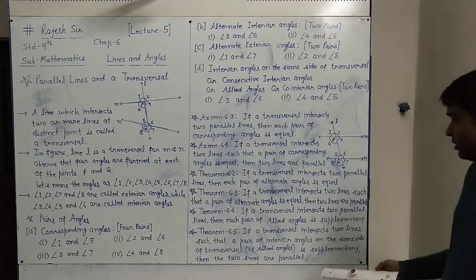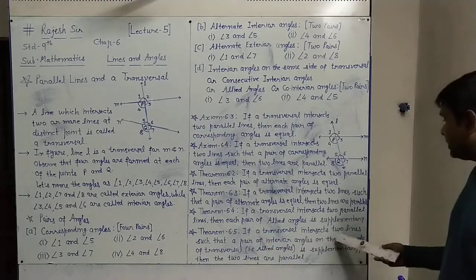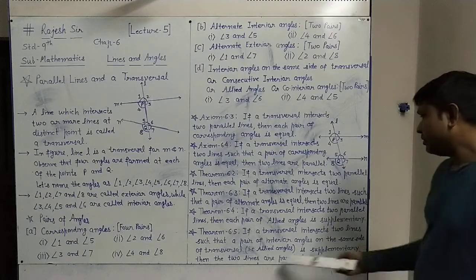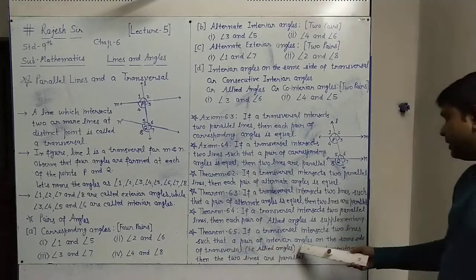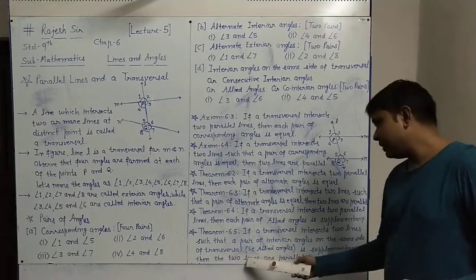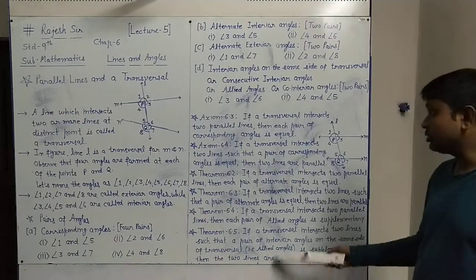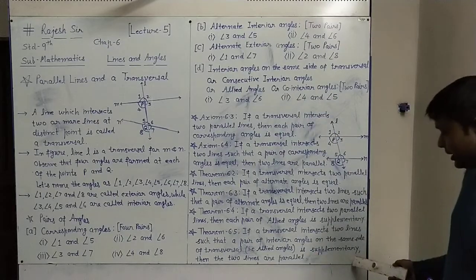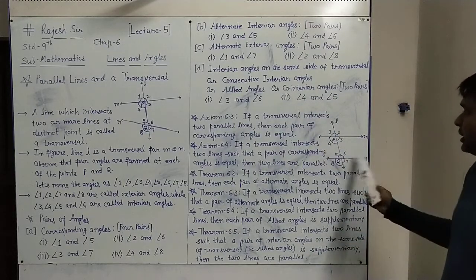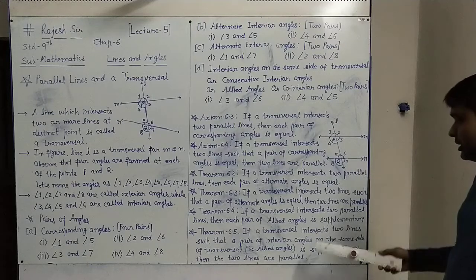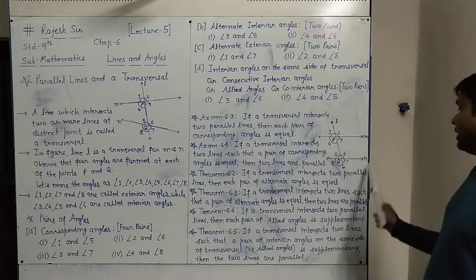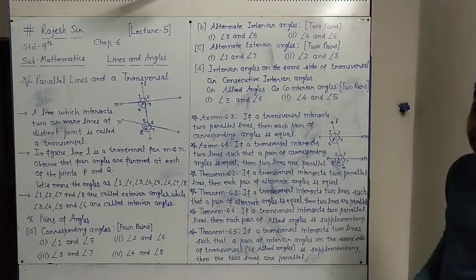That is here. See, if a transversal intersects two lines such that a pair of interior angles on the same side of the transversal, also called allied angles, consecutive angles, or co-interior angles, is supplementary, then these two lines are parallel lines.